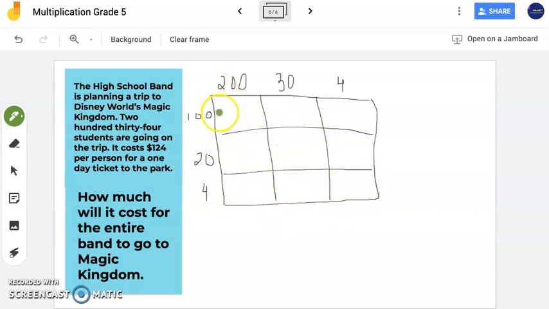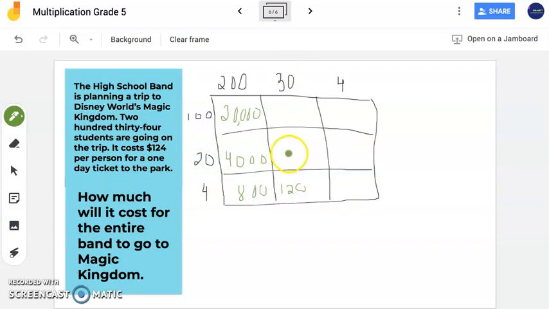So I have 200 times 100. Now that's going to give me my answer of 20,000. Notice here I had 2 times 1 is 2, and then I add my 4 zeros. In this box here I have 20 times 200. 2 times 2 is 4, and then adding my 3 zeros is going to give me 4,000. In this box here I have 4 times 200. 4 times 2 is 8, and add my 2 zeros is 800. In this box here I have 4 times 30. 4 times 3 is 12, add my zeros, 120.